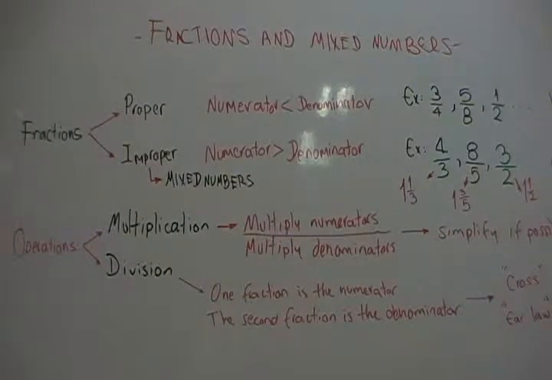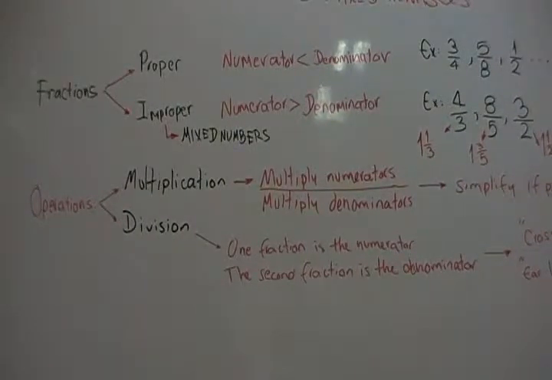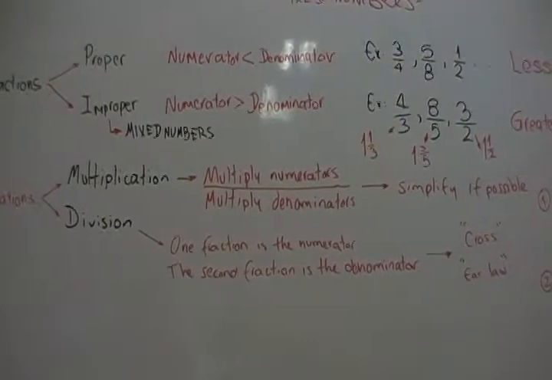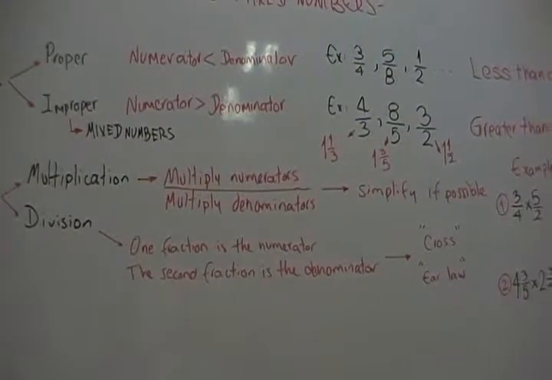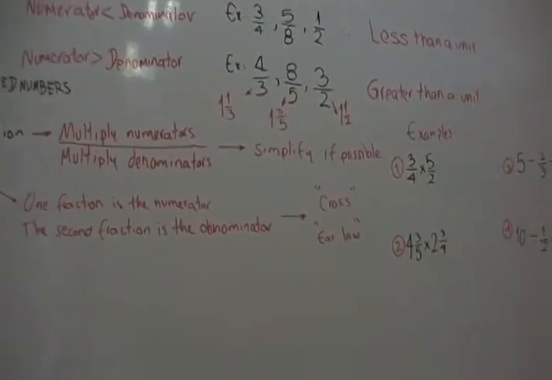In this lesson, we are paying attention to the other two operations of fractions and mixed numbers, that are multiplication and division. So in order to multiply fractions or mixed numbers, the best idea is to convert everything into fractions and then multiply numerators, get a resulting numerator, multiply denominators, get a resulting denominator, and then simplify if possible.